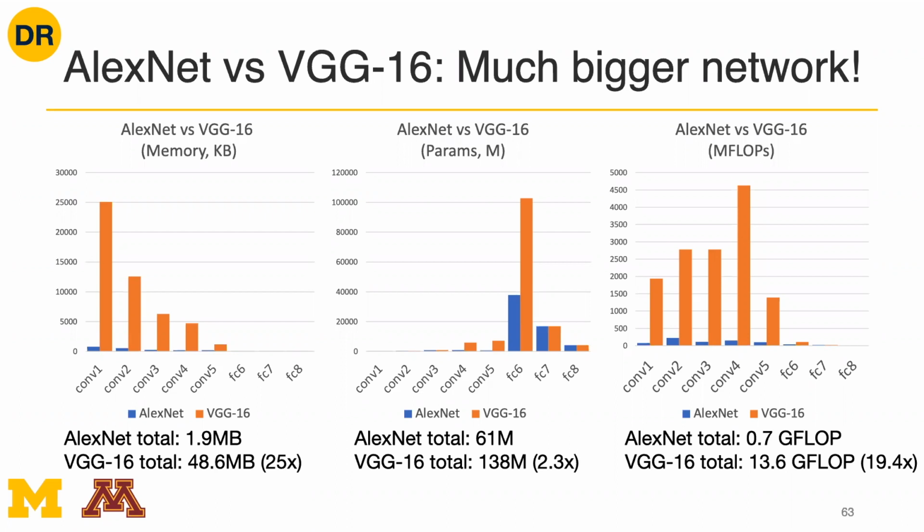Okay, so if you want to go into a little more detail here, for instance, if you look at the memory, VGG16 specifically has almost 25 times more bytes than AlexNet had. In terms of parameters, you see almost 2.3 times more than AlexNet. And in terms of operations, it's almost 20 times bigger than AlexNet.